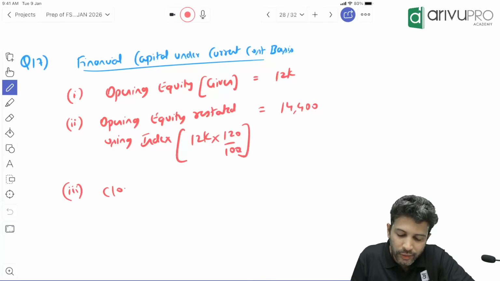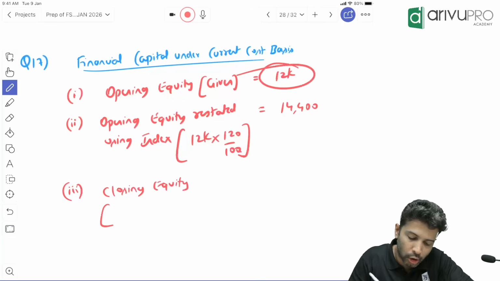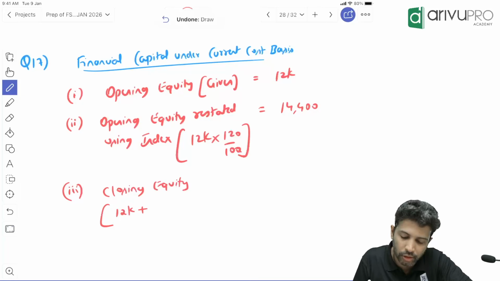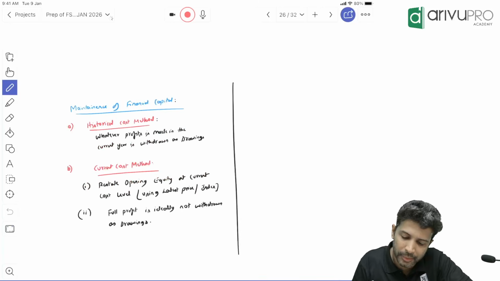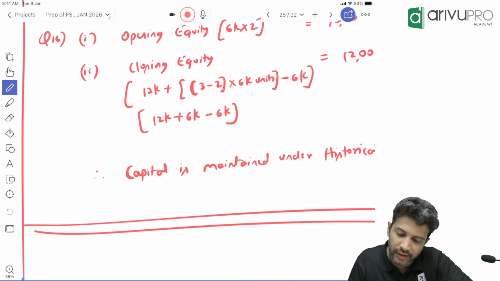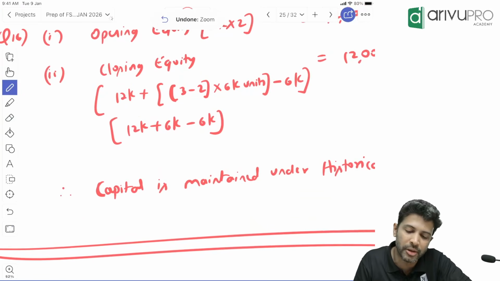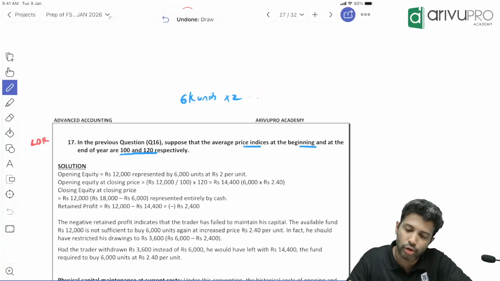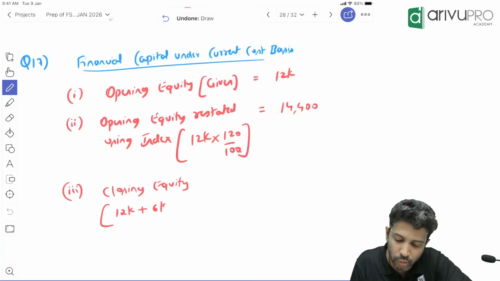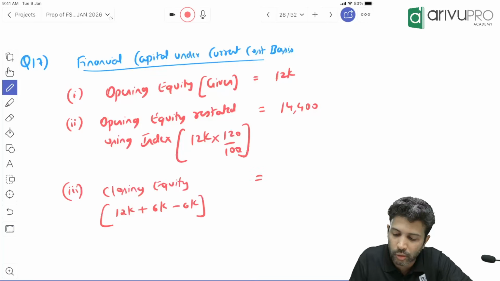Closing equity. Sir, how do you get closing equity? Actual opening equity, which is 12,000, plus profit. How much is the profit? Should I calculate again or is it already done? You already did. Here we calculated. Now, how much is that profit? The profit here is 6,000. And is that it, or did you withdraw also? It's the same as the last question. Last question, how much did you withdraw? 6,000. You made a profit of 6,000 and you withdrew 6,000. What is closing equity?